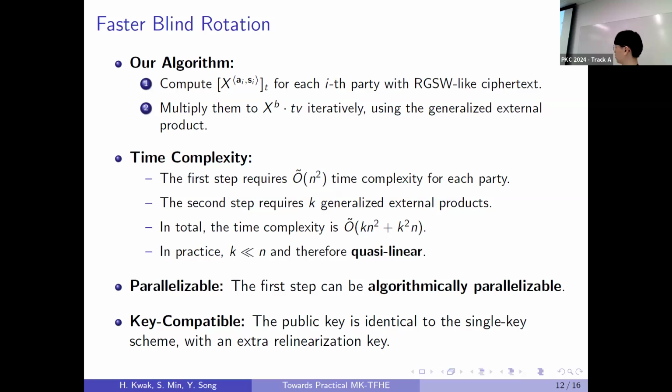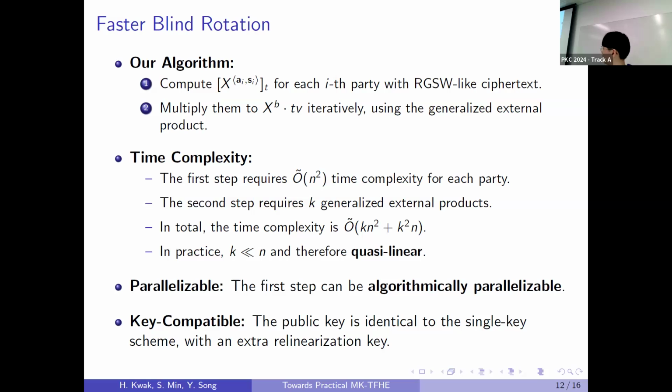Now let us construct a new faster blind rotation algorithm. Firstly, we compute the monomial x to the inner product of a_i and s_i for each ith party in a single key manner. And then we multiply them to x to the b times the test vector iteratively using the generalized external product.